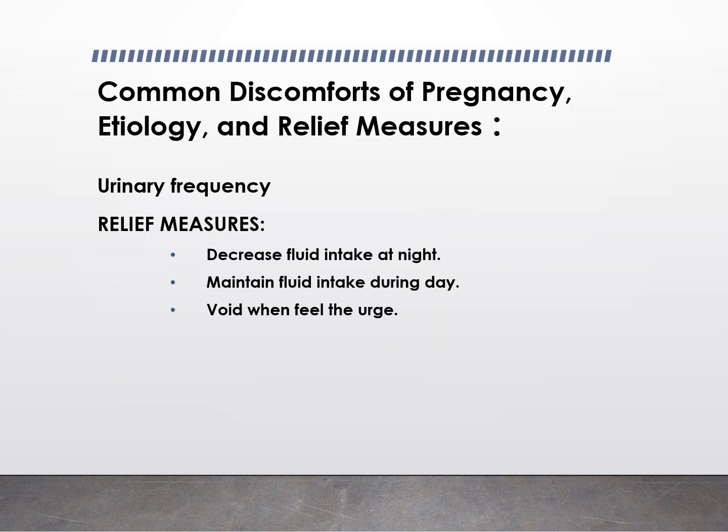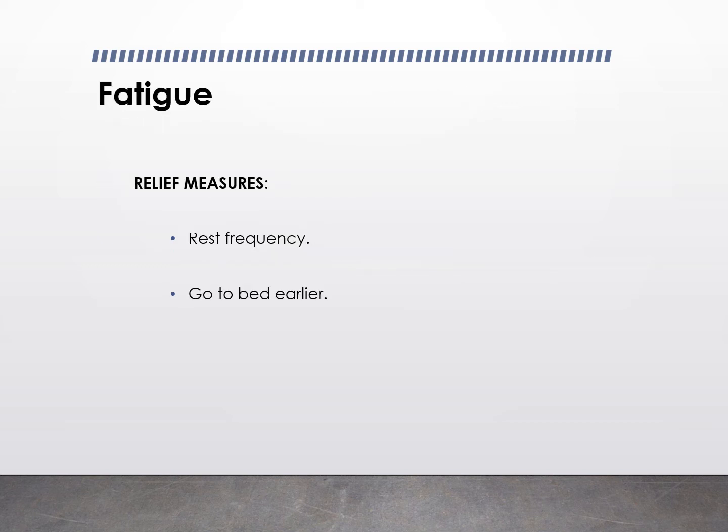Common discomforts during pregnancy, and what are their etiology and relief measures. First of all, starting with urine frequency. There is frequent urination for the pregnant woman, which is annoying. So, what about the relief measures? Decrease fluid intake at night. Maintain fluid intake during the day. Void when you feel the need and go to the toilet.